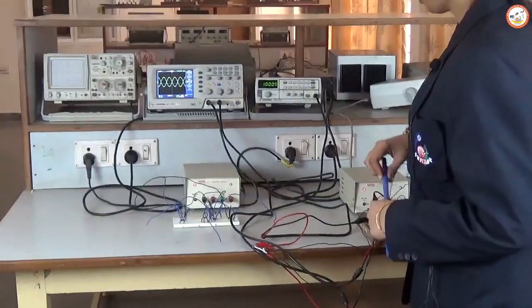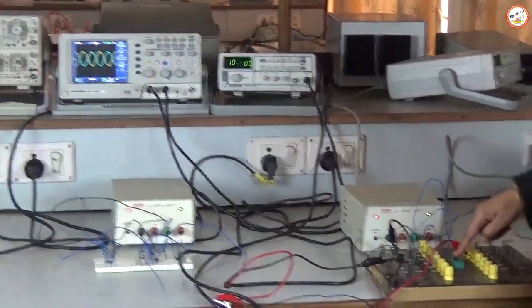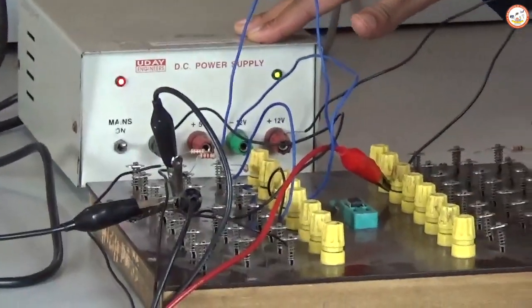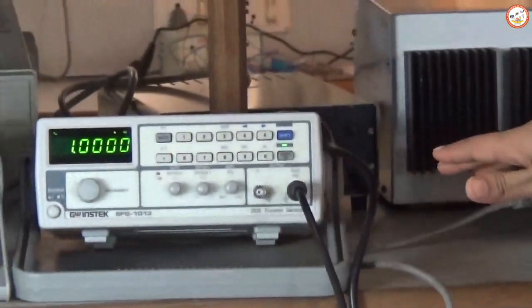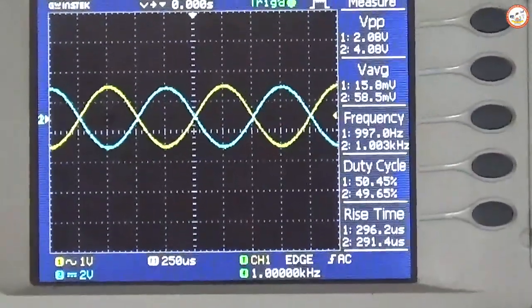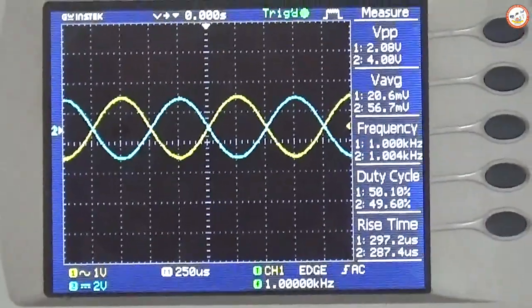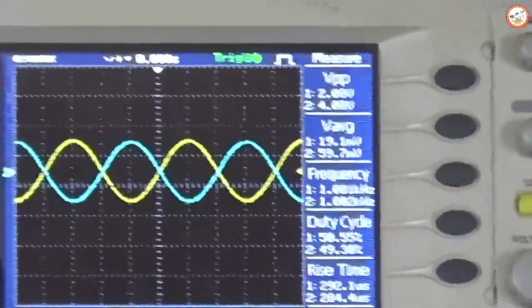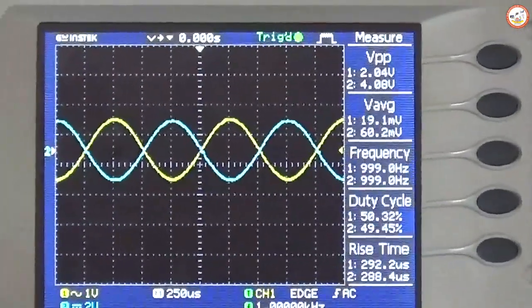So this is the IC 741 op-amp. These are the connections. We have used the power supply, and this is a signal generator. This is a digital CRO where you are checking the output. See, the blue line is the input signal given to the inverting terminal, and the yellow line is the output. Here you can see the measurement.